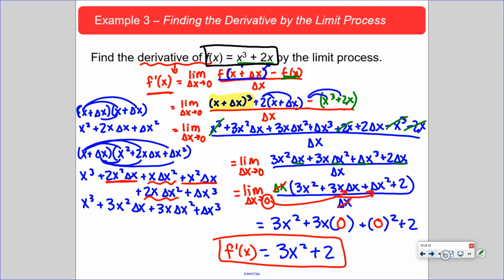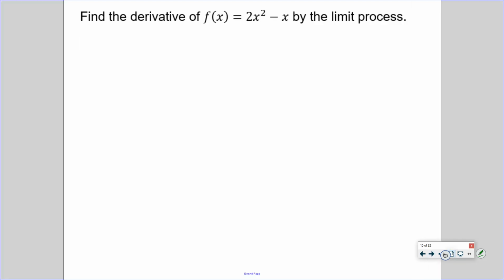One thing you can notice, because we started off with the polynomial function, what degree polynomial function is this? Yep, you can see it. 3. Show me 3. Okay, what degree polynomial function is this one? 2. Okay. Started with 3, went down to 2. All right, let's try another one.